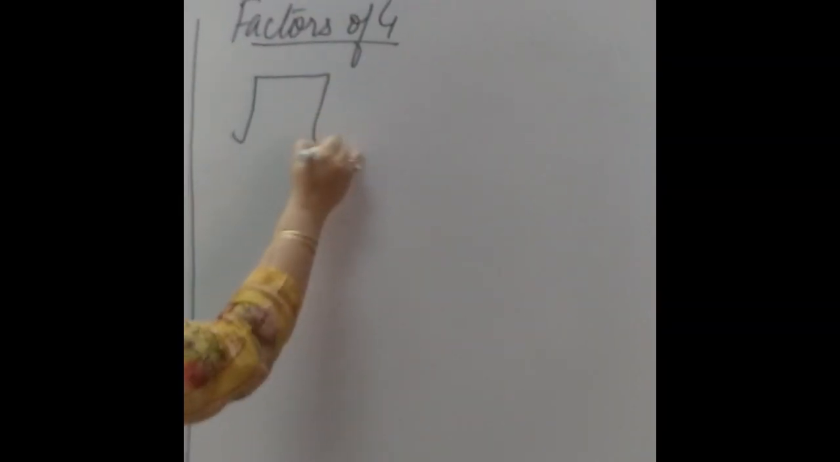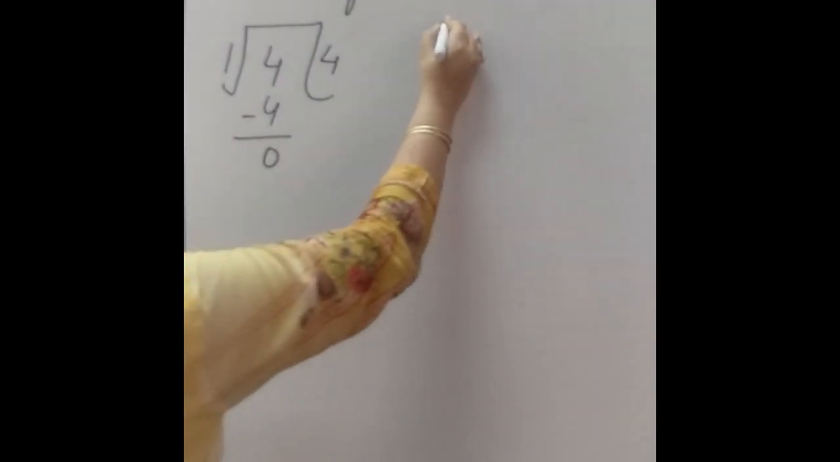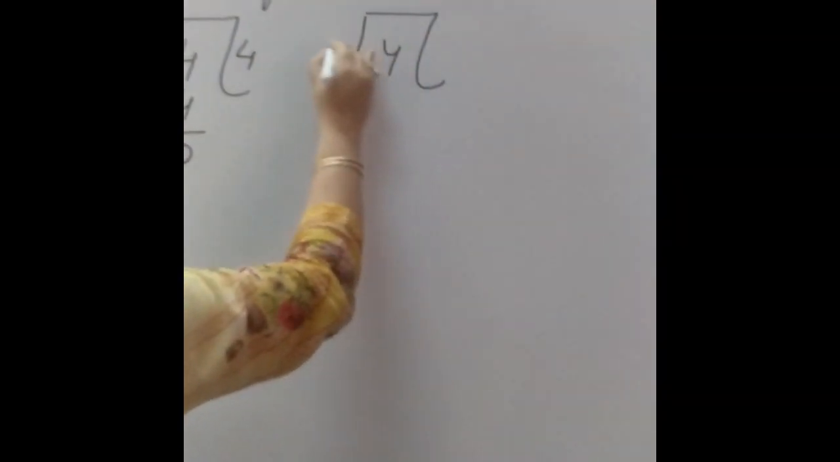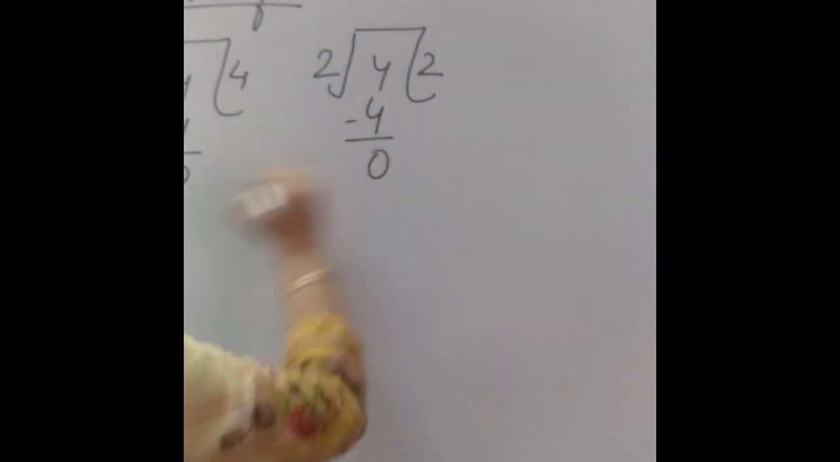To understand it more deeply, let us have one more example. Suppose we need to find the factors of 4. We are going to have a new method, that is the division method. Let us check by 1. You all know how to divide the number. In the table of 1, 4 1s are 4, so the remainder is 0. Let us check with 2. In the table of 2, 2 2s are 4. Again the remainder is 0.